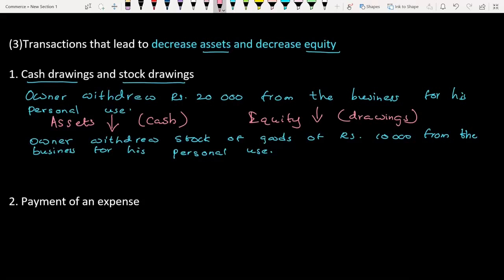And in the next transaction, when it comes to a stock drawing, again assets of the business decrease because stock decreases, and the equity of the business is also decreased because of the drawings.